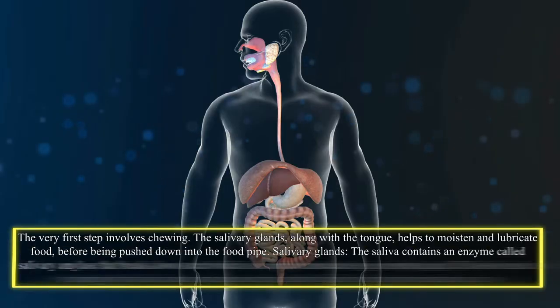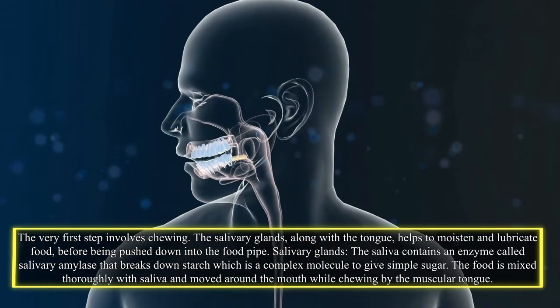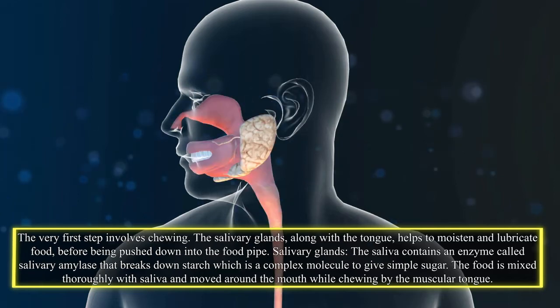Ingestion. The very first step involves chewing. The salivary glands along with the tongue help to moisten and lubricate food before being pushed down into the food pipe. Salivary glands. The saliva contains an enzyme called salivary amylase that breaks down starch, which is a complex molecule, to give simple sugar. The food is mixed thoroughly with saliva and moved around the mouth while chewing by the muscular tongue.